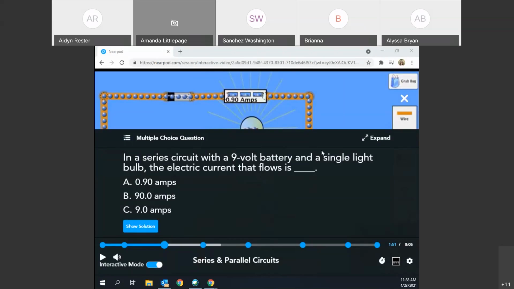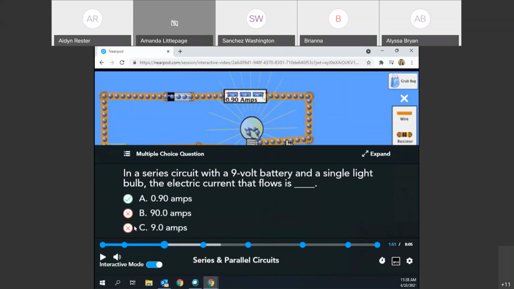All right, so let's see. In a series circuit with a 9-volt battery and a single light bulb, the electric current that flows is A, 0.90 amps. Good. I see a lot of you posting. Thank you. So you guys are obviously following along.